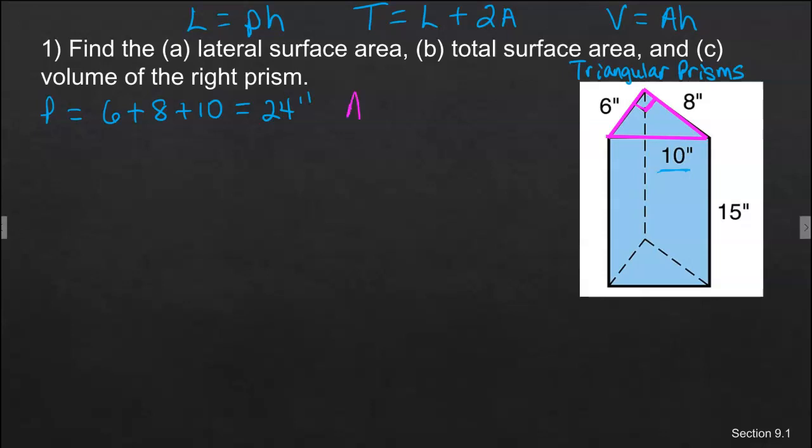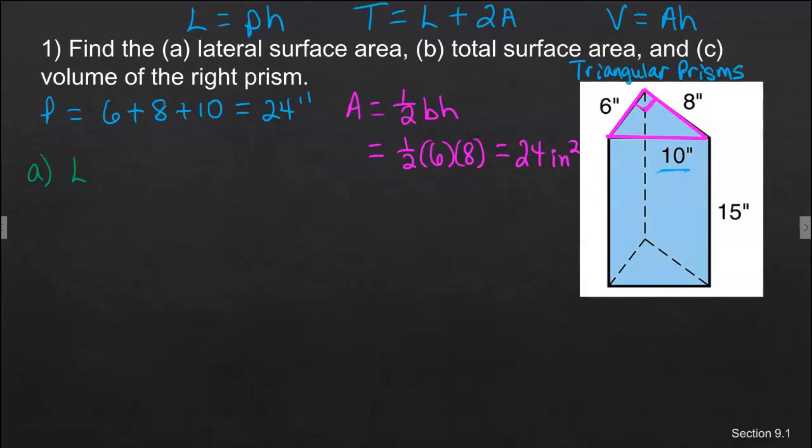And then my area, right, the area of this triangle is 1/2 base times height. So 1/2 times 6 times 8. So the area of my triangle is 24 square inches. Now those aren't the same measurement. I have 24 inches for my perimeter, but square inches for my area. And then we can go through each one.